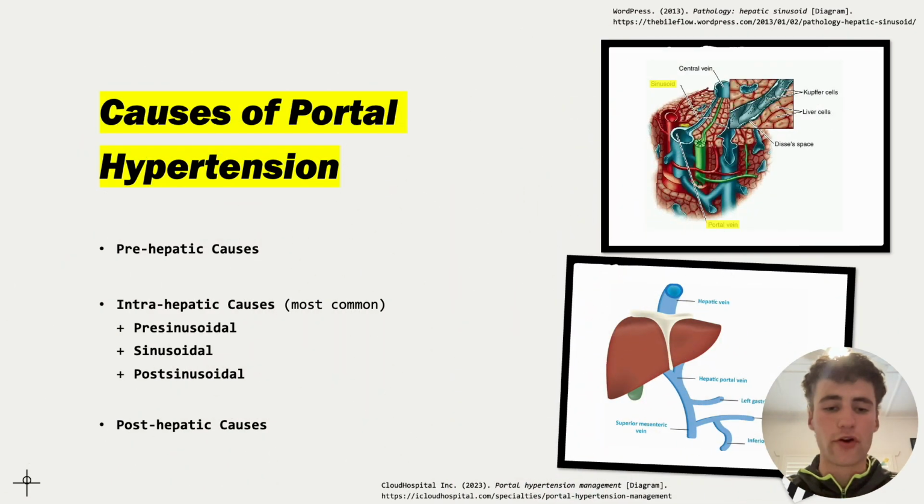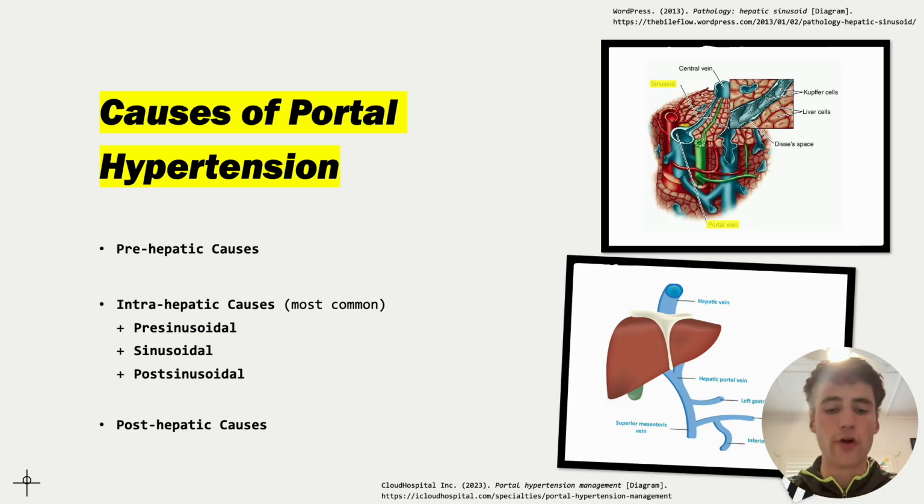Alrighty, let's go through the causes of portal hypertension. So let's start with prehepatic causes. These occur before the blood reaches the liver. A common example is portal vein thrombosis, where a clot obstructs the portal vein. Now, intrahepatic causes. So sinusoids are specialized liver vessels that allow the blood to flow slowly through the liver for nutrient exchange, detoxification, and interaction with liver cells.